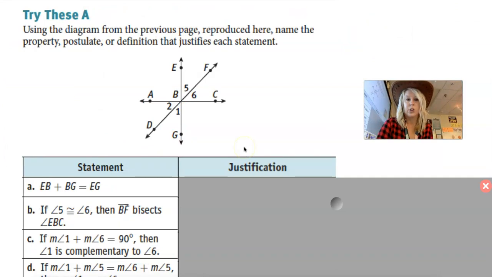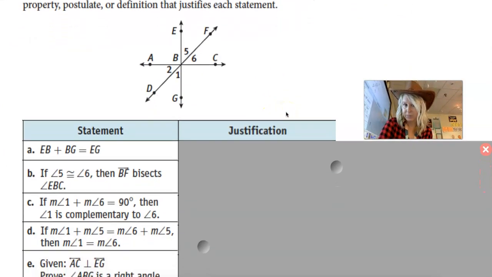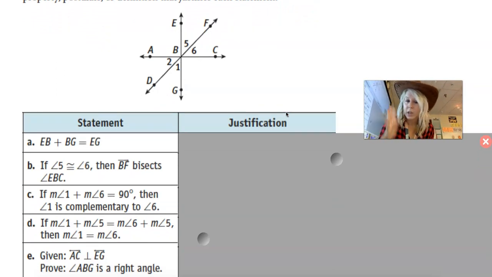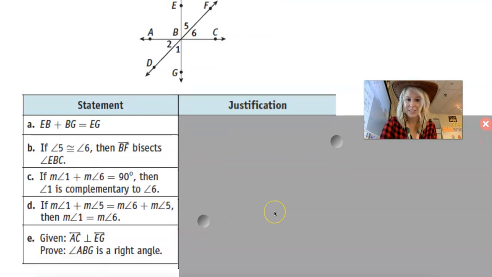All right, you're going to try A. So it wants you to only write the justification. So maybe definition of something, something bisector, vocab words, okay? So it's okay if you don't get it perfect, but see if you can guess some vocabulary words for A, B, C, D, and E. So press pause, and we'll go over our answers.